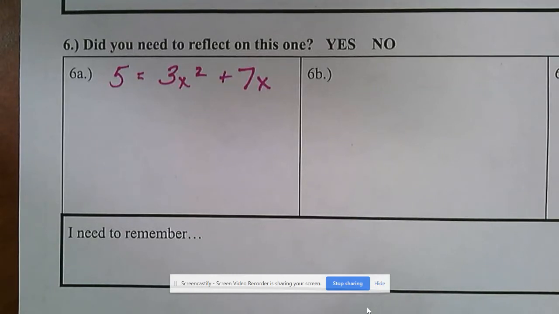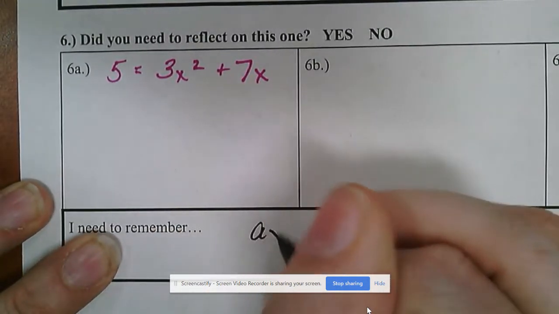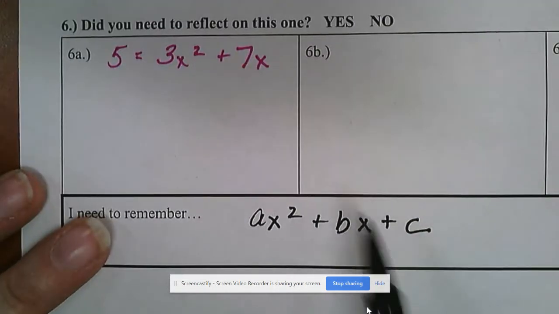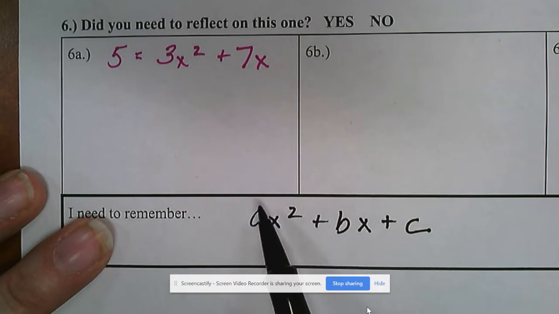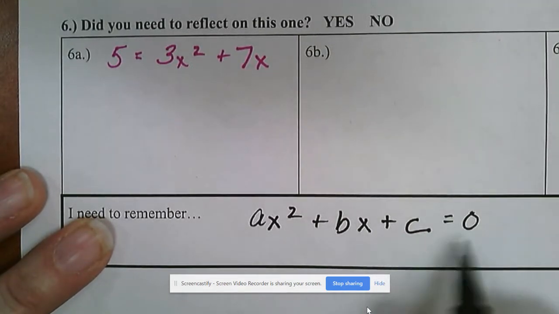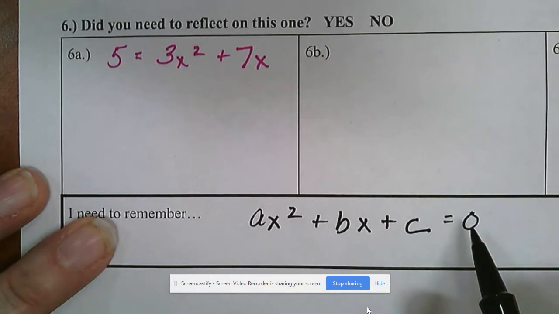Okay, this is 6a, and the directions are to put it in standard form. So standard form looks like ax squared plus bx plus c. So a, b, and c are just numbers, and they need to be in this order. So it could have an equal 0 at the end. That equal 0 could also be on the left. It doesn't actually have to be on the right.